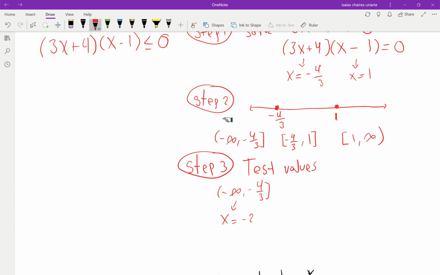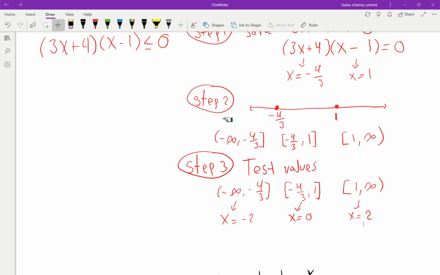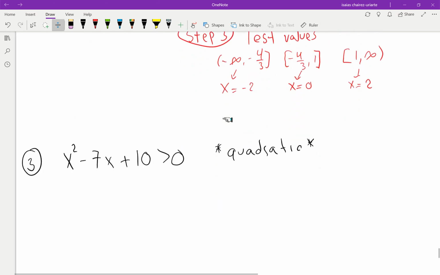Let me think of something that lies on this other interval, negative 4/3 to 1. I would say maybe x equals 0. That's convenient. Let me think of something on this other interval, 1 to infinity. I don't know, x equals 2. All right, so I think those are not too difficult to deal with test points, and so let's use them.